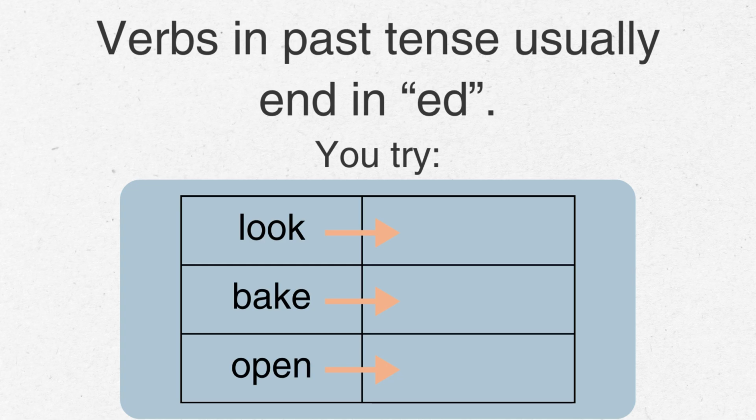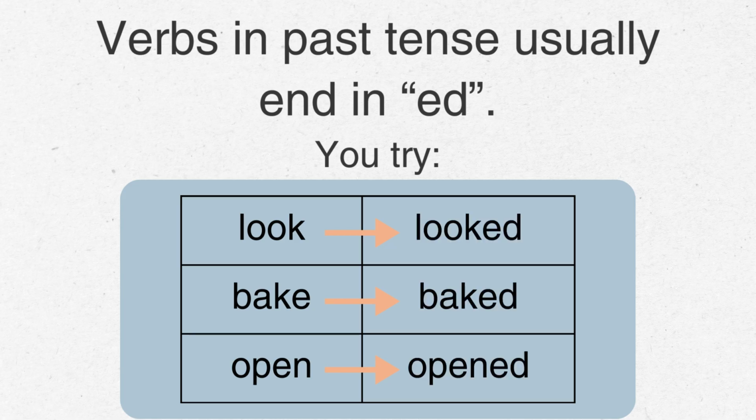Go ahead and pause the video. All right, let's check these. Look becomes looked if it's in the past, and bake becomes baked if it's in the past, and open becomes opened if it's in the past. Each of these verbs has the suffix ed to tell us that it's in the past and is already done.